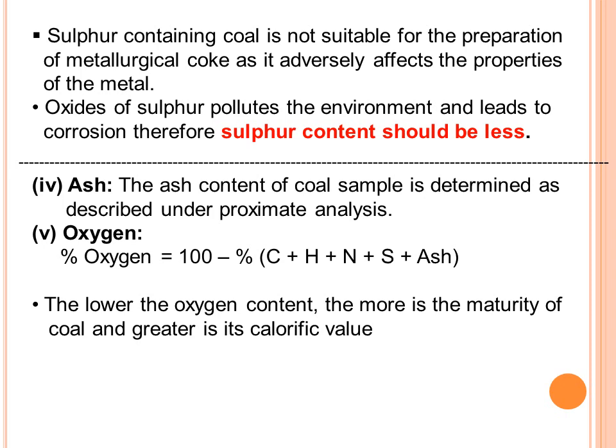Then the next analysis is ash. This is the same procedure as described in proximate analysis. And the last one is oxygen. No separate method or procedure is there. So percentage of oxygen is equal to 100 minus the percentage of carbon plus hydrogen plus nitrogen plus sulfur plus ash. Lower the oxygen content, more is the maturity of the coal and greater is its calorific value.